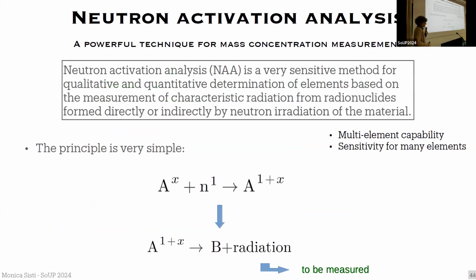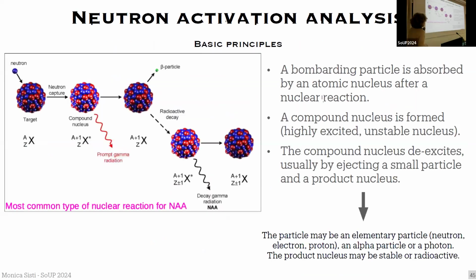Then we come to neutron activation analysis. This is a nice technique, a sensitive method for qualitative and quantitative determination of the elements inside the material. And the idea is very simple. If you have an element that is stable or has a very long half-life, so a very low activity, then you transform it into another nuclide that is artificial, but that decays fast, and so you can achieve a higher sensitivity for your measurement.